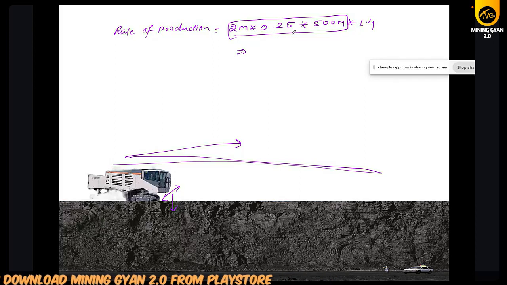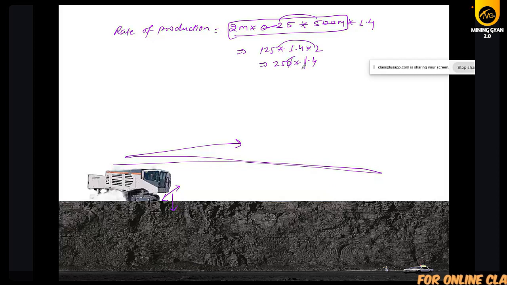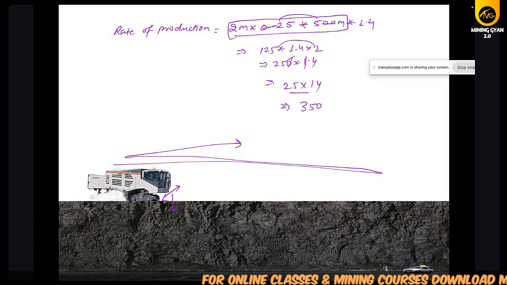So when you multiply it, 2 times 0.25 times 500 is 250, and 1.4 into 250 gives 350. So the rate of production is 350 ton per hour.